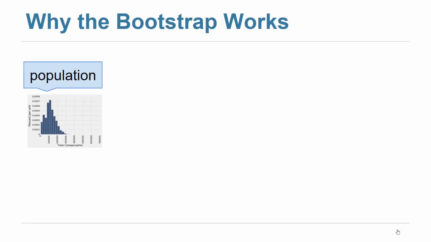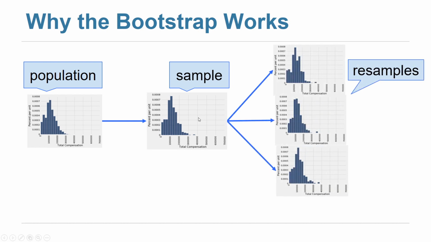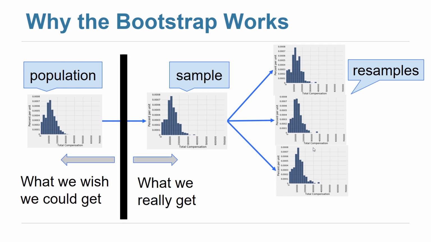So here is what we saw last time. We want to get a sample from the population. So we start with an original sample, and from that sample we resample multiple times to get multiple similar samples, and from that we compute our statistic and our estimation. So all of these look pretty similar, most likely, and this is why the bootstrap method works.